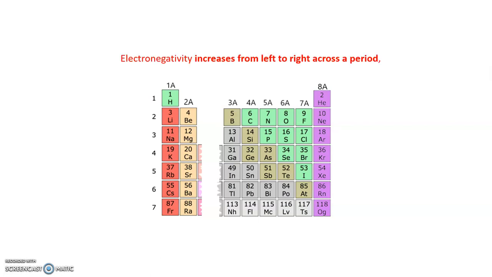Anyway, the main thing to consider is that electronegativity increases from the left to right across a period. So as you go this way, atoms get more and more electronegative. They tend to get more and more electronegative. And it's for a very simple reason. It's because the number of protons increases, so you get an increase in the effective nuclear charge, and so that tends to attract electrons.